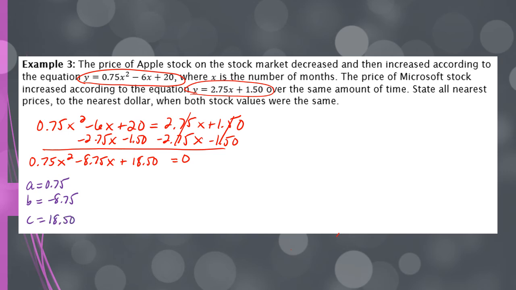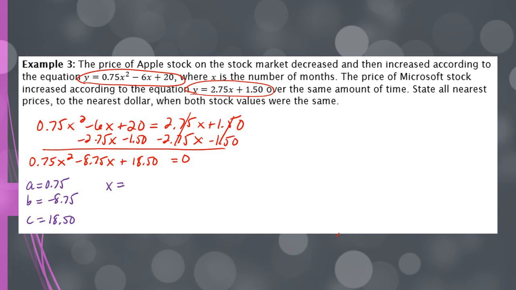So now I'm going to plug those into the quadratic formula, and we're going to get decimals. And you'll notice that it says at the very last sentence, state all prices to the nearest dollar. So when we get our solutions, they will be decimals, but we're going to round them to the nearest whole number because that would represent the nearest dollar.